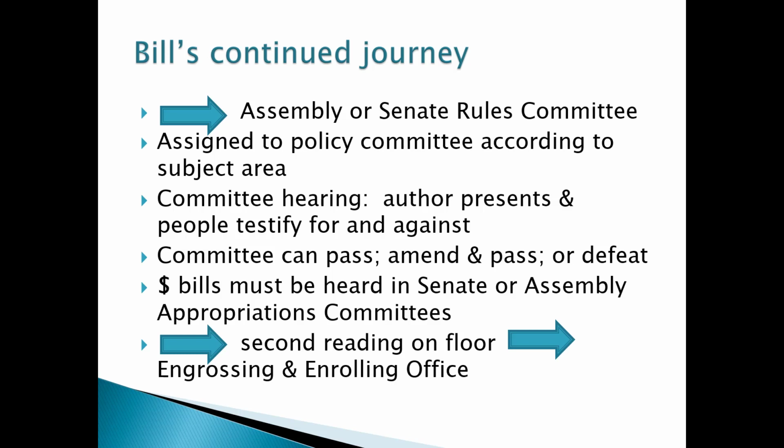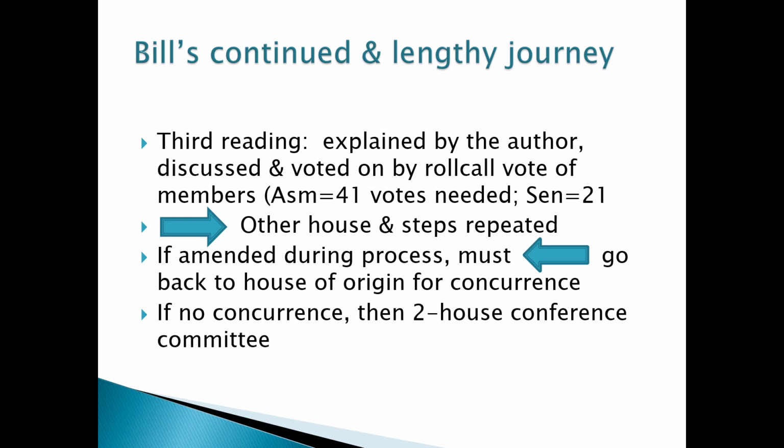Once that bill has passed the committee, there is a second reading on the floor, and this goes to the engrossing and enrolling office where it is printed out. And then there's finally a third reading where it is explained by the author. It's discussed and voted on by a roll call vote. And for it to pass, it needs at least 41 Assembly member votes and 21 Senate member votes. And so if it starts in the Assembly, it goes through the vote first, and then it gets passed on to the Senate.